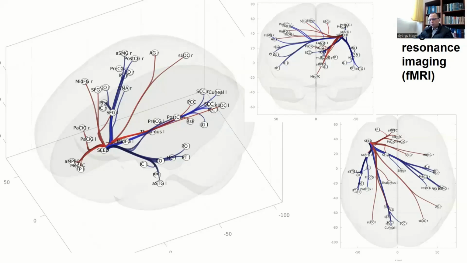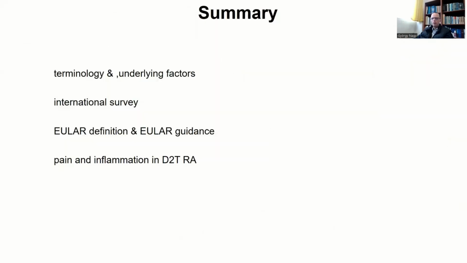And now we are currently working on putting together all these data, the transcriptomics, the metabolomics, the psychological, and the functional MRI, and trying to find out what's going on in the patients with rheumatoid arthritis, with chronic pain, and various levels of inflammation.